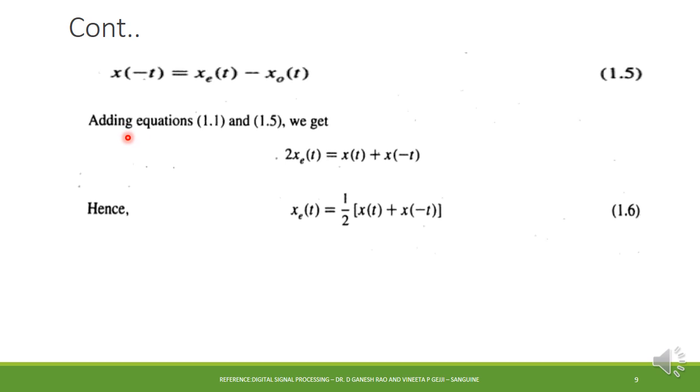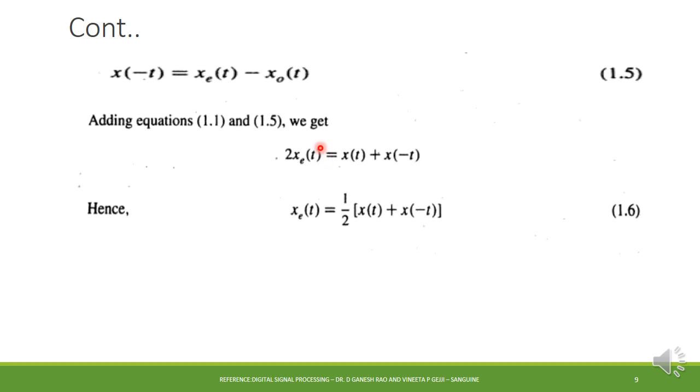Next, first we have written one equation, that is equation number 1.1. What is that equation? That is x of t is equal to xe of t plus xo of t. That is your 1.1 equation. Adding 1.1 and 1.5, this is your equation number 1.5. You add and simplify, and you will get it in only one step. Afterwards, you are going to get 2xe of t is equal to x of t plus x of minus t.